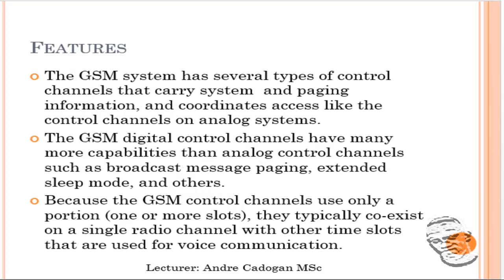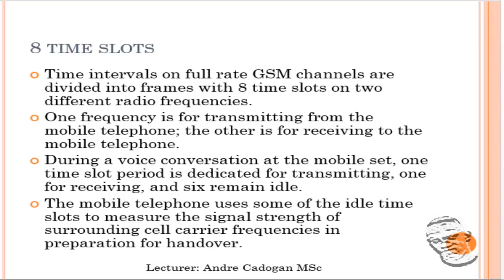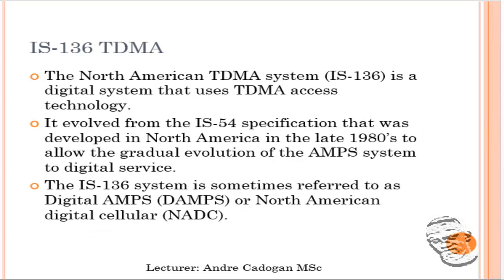So some of the features of the GSM system would be to carry, page, coordinate, and to control. GSM digital control channels have more capabilities than analog channels for paging, broadcasting, sleep mode, and so on. And GSM control channels typically use only portions or one or more slots, which could coexist with your voice channels on that same specific time slot, using time division multiplexing technology. So again, you will have to know these different time slots for the GSM architecture: one frequency during a voice conversation, and mobile telephones when it's in idle time, and when it is preparing also for handoff when you're traveling from one location to the next.